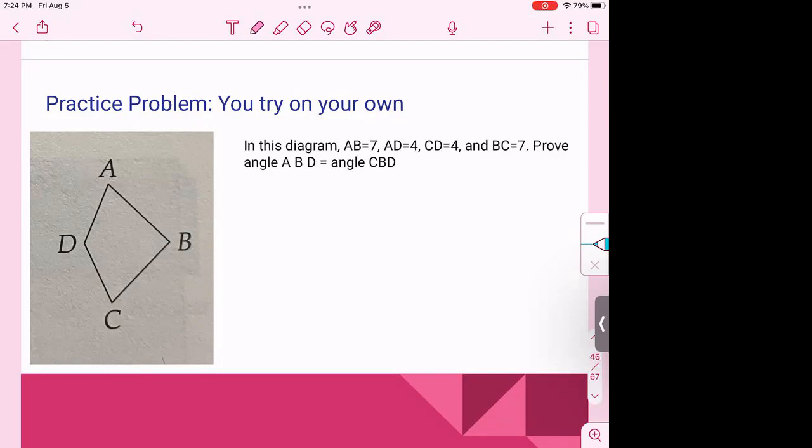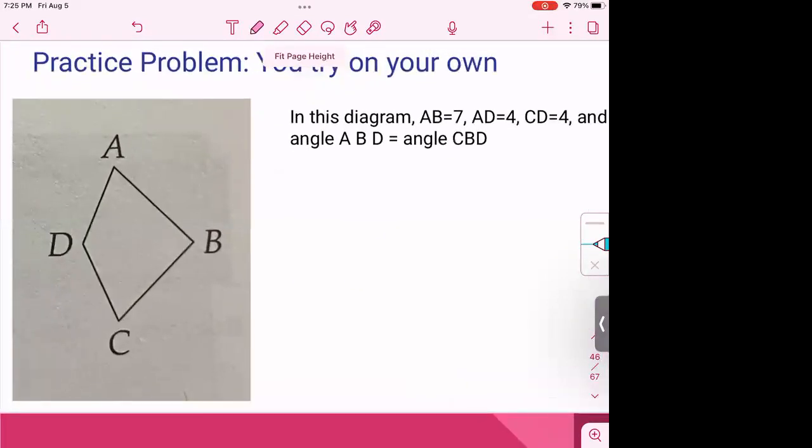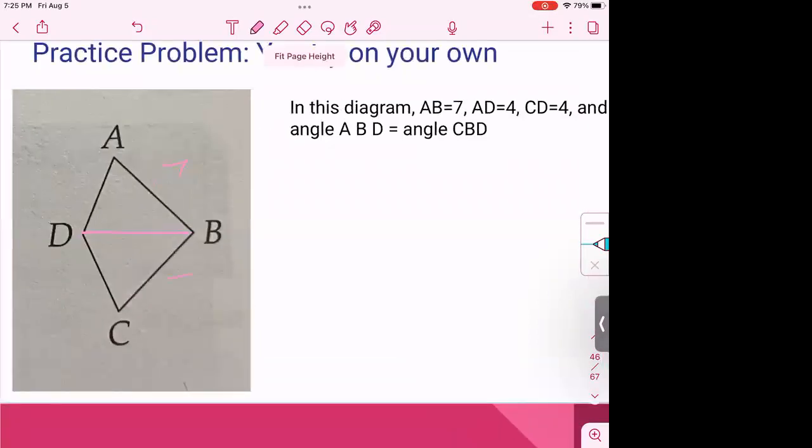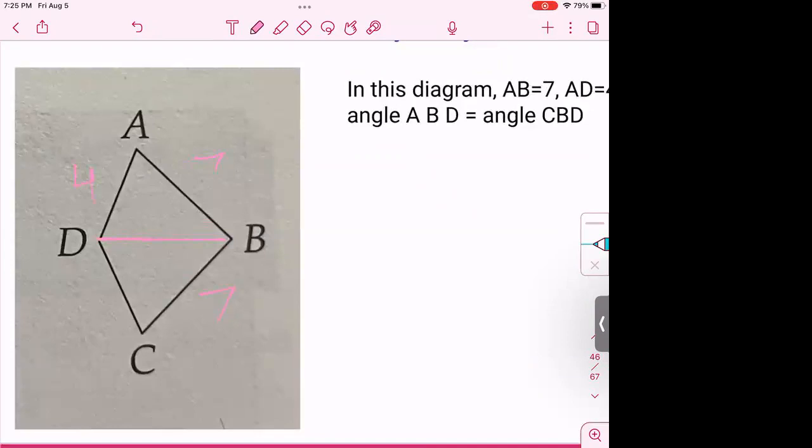Let's see. I mean, to prove that ABD equals CBD, you can split the shape up and down, so horizontally, and then because the sides are all AB equals 7, and CB equals 7, and then AD equals 4, then DC equals 4, then they're the same value.